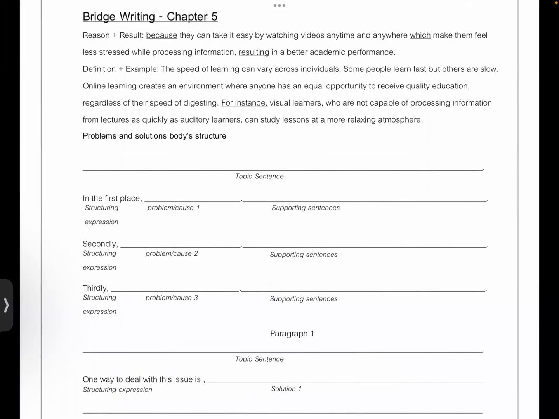All right. As for definition and example, you can say the speed of learning can vary across individuals. Some people learn fast, but others are slow. Online learning creates an environment where anyone has an equal opportunity to receive quality education, regardless of their speed of digestion. Okay?